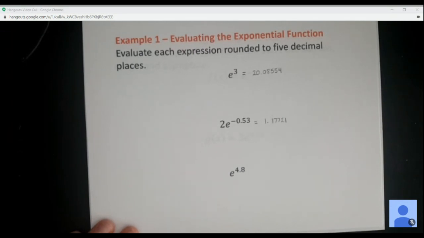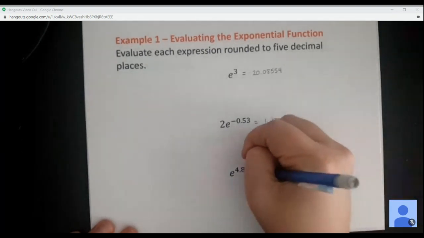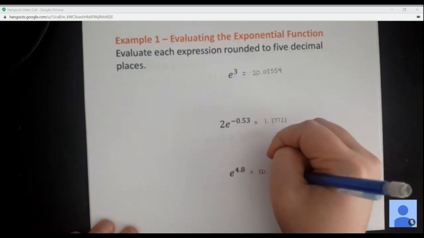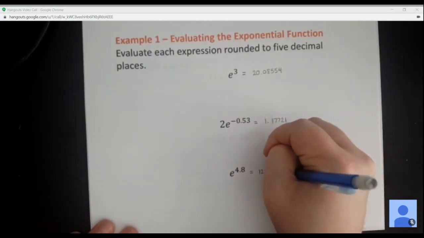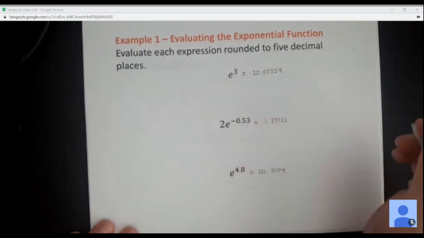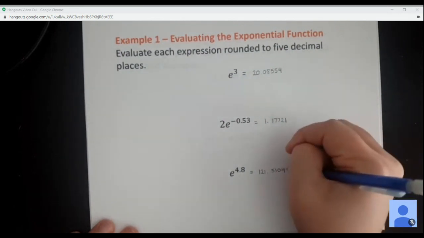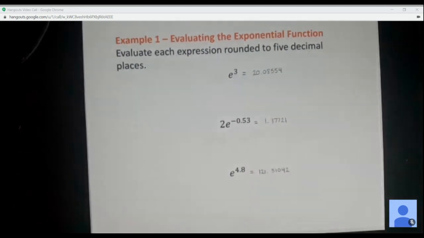All right, and the last one, just e to the 4.8. So we got 121.5104, and then it looks like after the 1, there's a 7, so that would round that value up to a 2. Good. So 121.51042 in this case if we round it up. All right. Any questions on that one now?